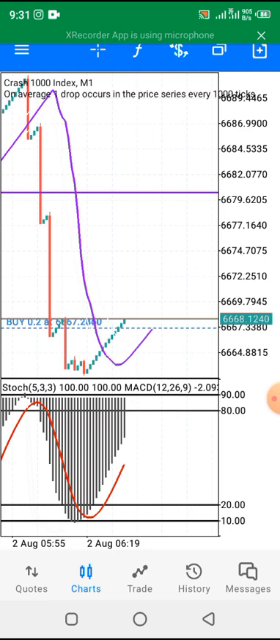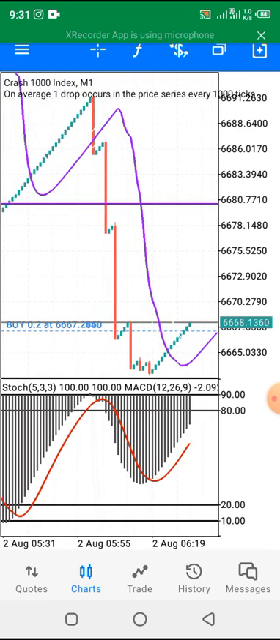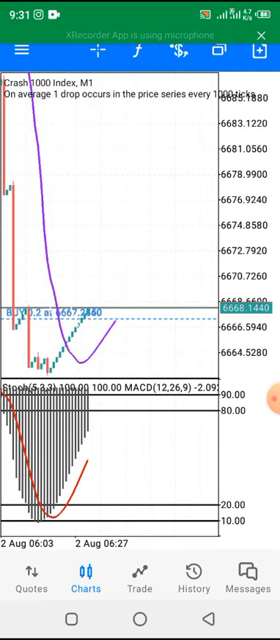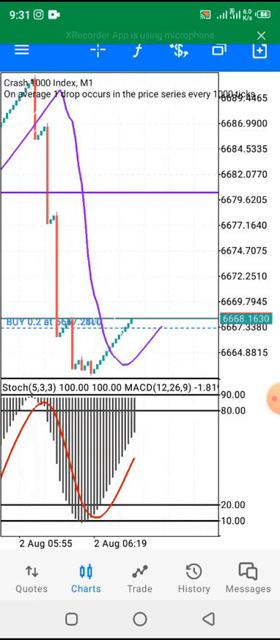Before I even start the video, please make sure you watch the whole video so that you understand everything pertaining to this strategy. Then go to a demo account, backtest, then you can go to a live account, right?